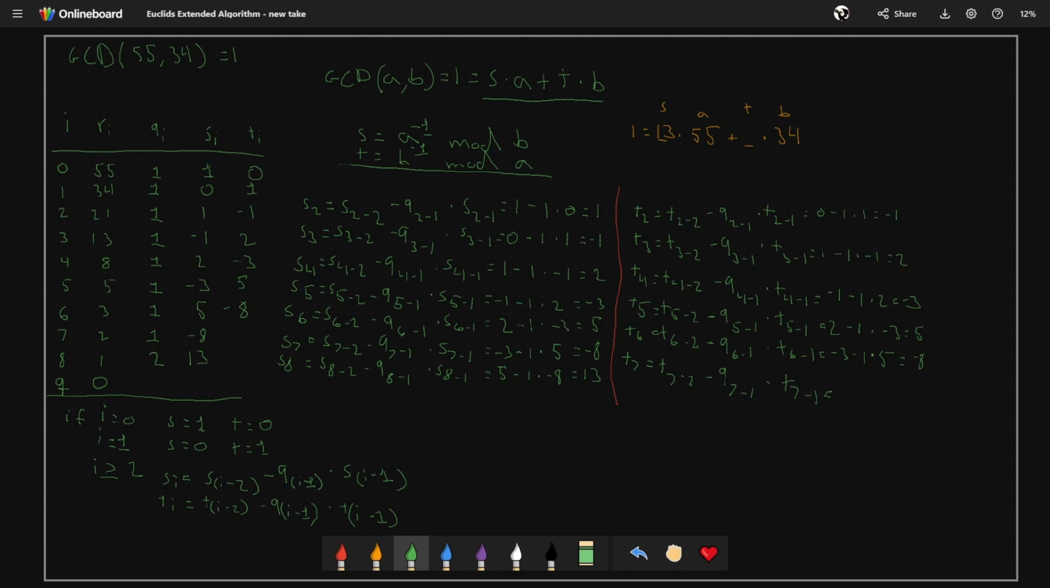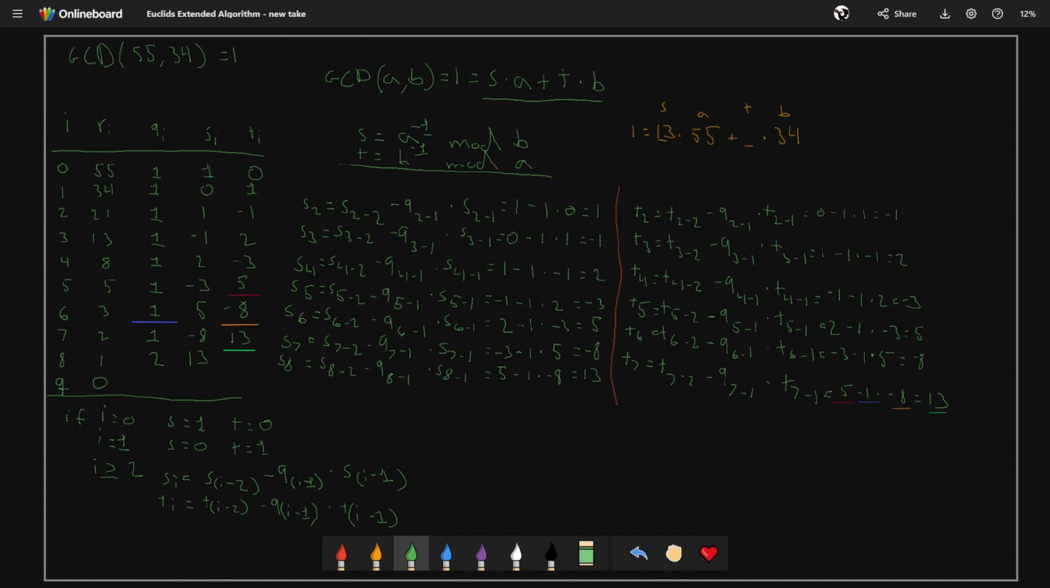So t7 minus 2 is t5. t5 is equal to 5. Minus q7 minus 1 is q6. q6 is still 1. Multiplied by t7 minus 1, that's t6. t6 we just calculated to be equal to -8. So here we have 1 multiplied by -8, that's -8. And then we have 5 minus -8, that turns to plus. So here we have 5 plus 8, that's 13.